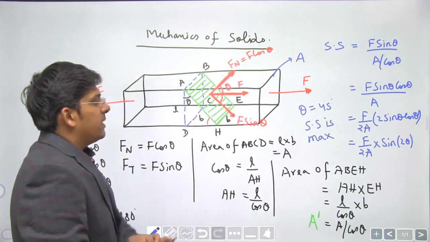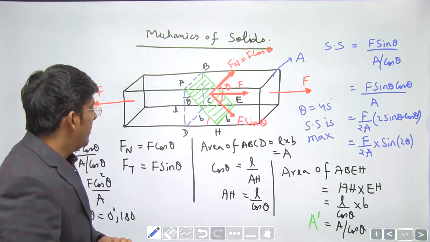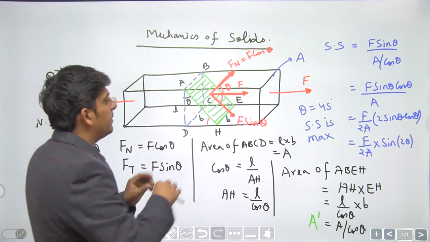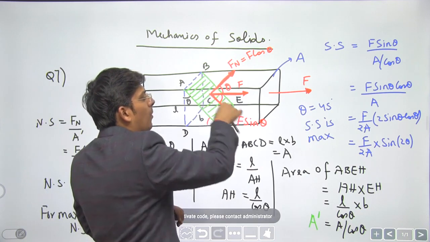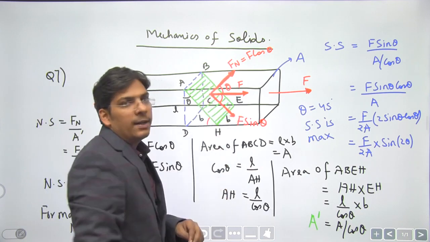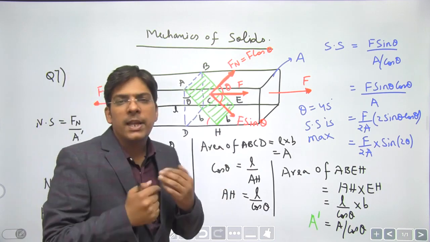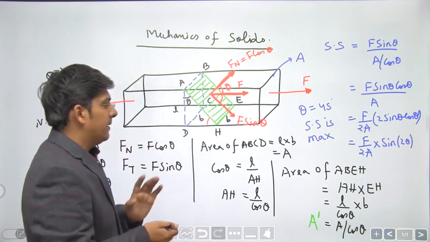This was a very good question, dear students. Kindly note down and see what we have done. This was the force; the component of the force that is normal is F cos theta, the component of the force that is parallel to the plane is F sin theta, and the area of this plane is actually A divided by cos theta. That's it.